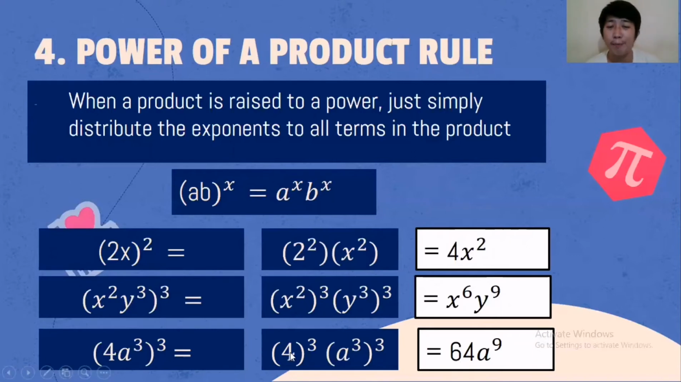4 cubed, that is 4 times 4 times 4, 64. Then A cubed, since we have a power to a power, 3 multiplied by 3, that becomes 9. I hope you understood. That is the power of a product rule. When a product is raised to a power, just simply distribute the exponent to all terms in the product.